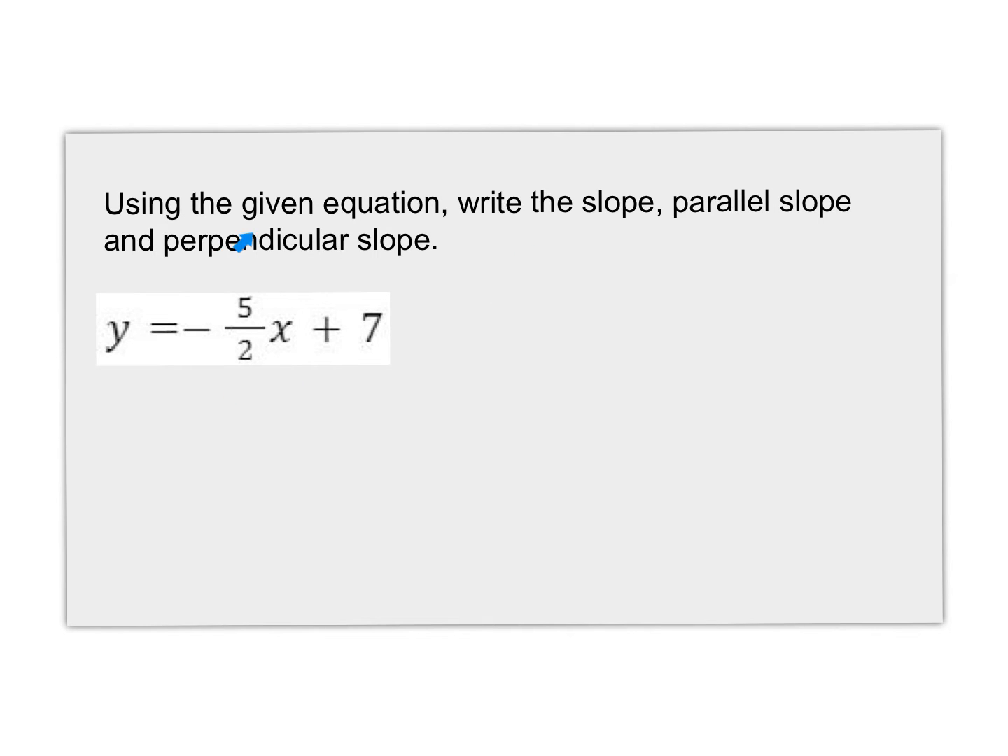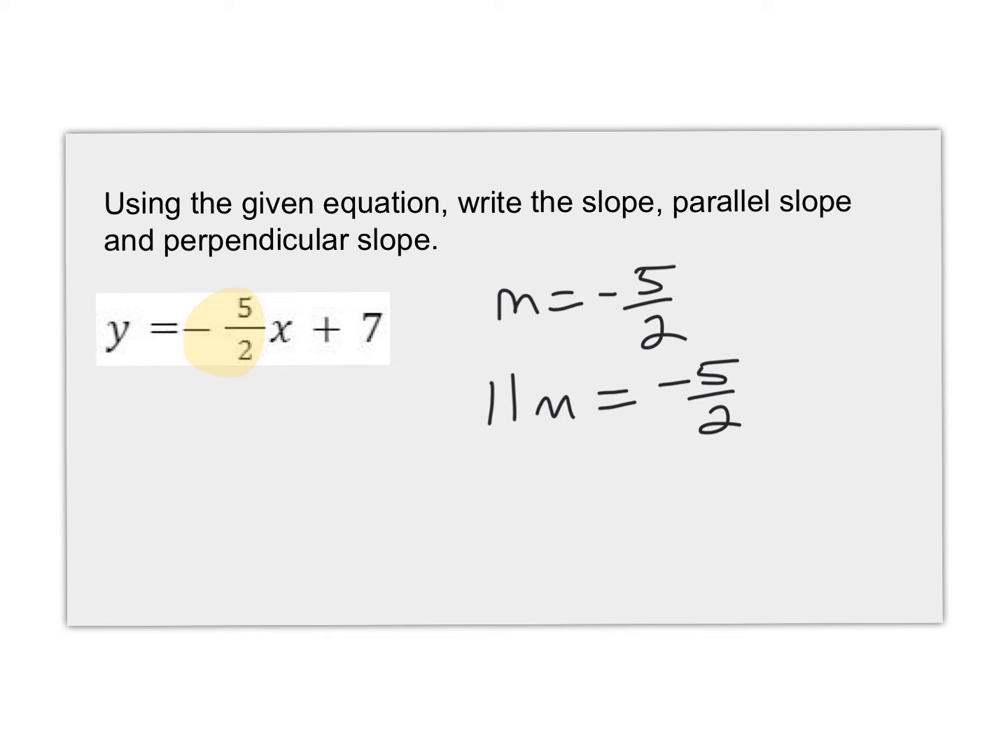So this tutorial will be a quick review of writing slope, parallel slope, and perpendicular slope from a given equation. Notice this equation is in what we call y equals mx plus b. So we should immediately be able to identify that the slope of this one is negative 5/2. All right, so if we were answering this question, we would say the slope equals negative 5/2. Well, the parallel slope is the same, negative 5/2.